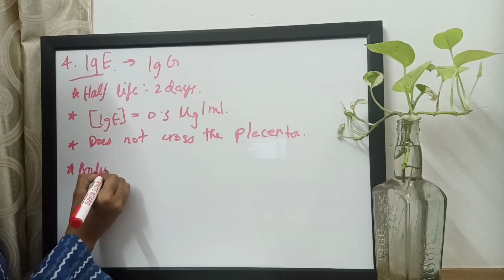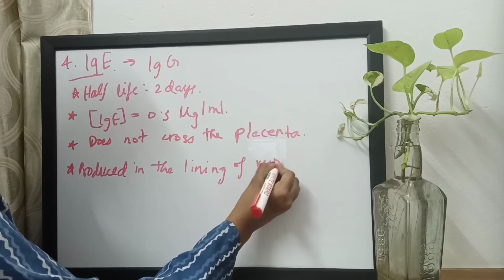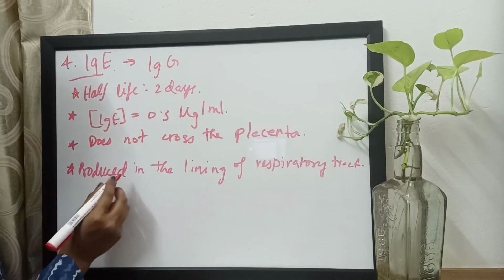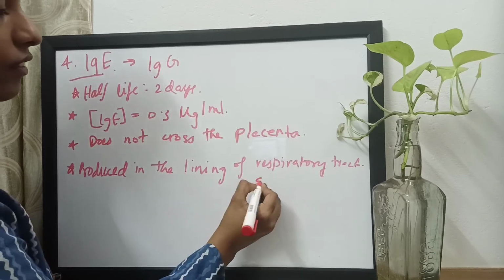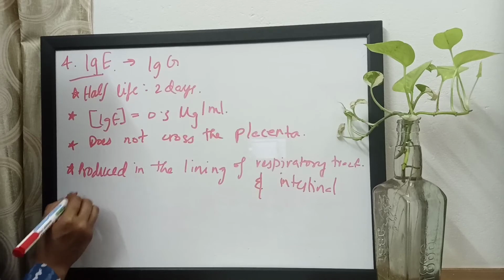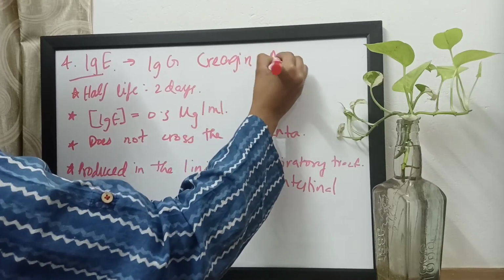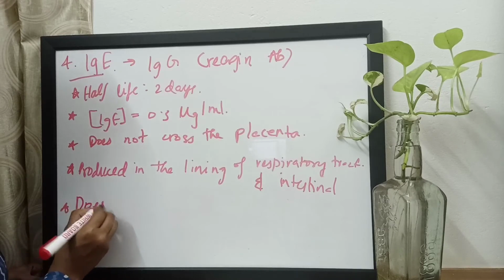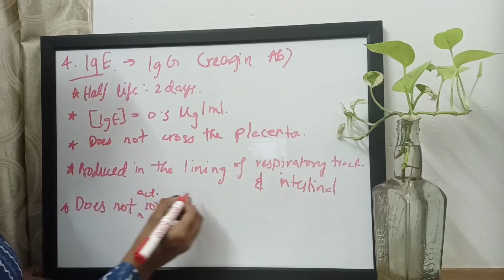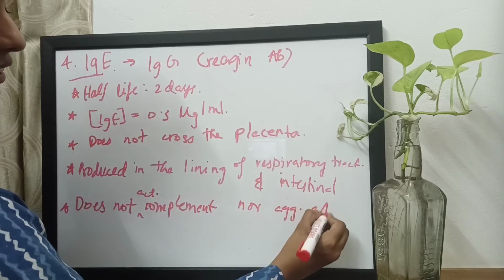Where is IgE produced? It is produced in the lining of the respiratory tract and also the intestinal tract. The next important point is the IgE is also called reagent antibody. IgE does not activate complement, nor does it agglutinate antigens.